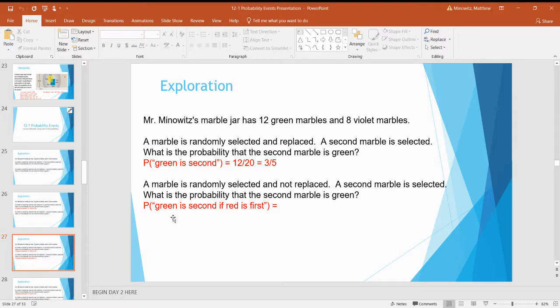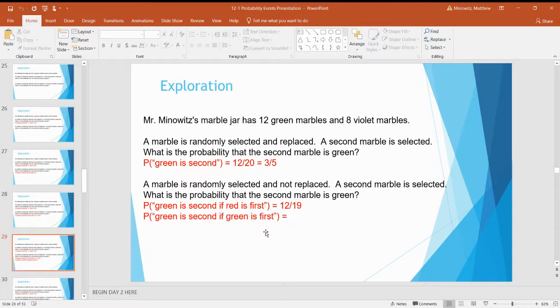So to pick a green second, if the first is violet, we still have 12 greens in the bag, but we only have 19 total now. But let's say we pick a green one out first. We still have 19 marbles in the bag, but now only 11 are green.